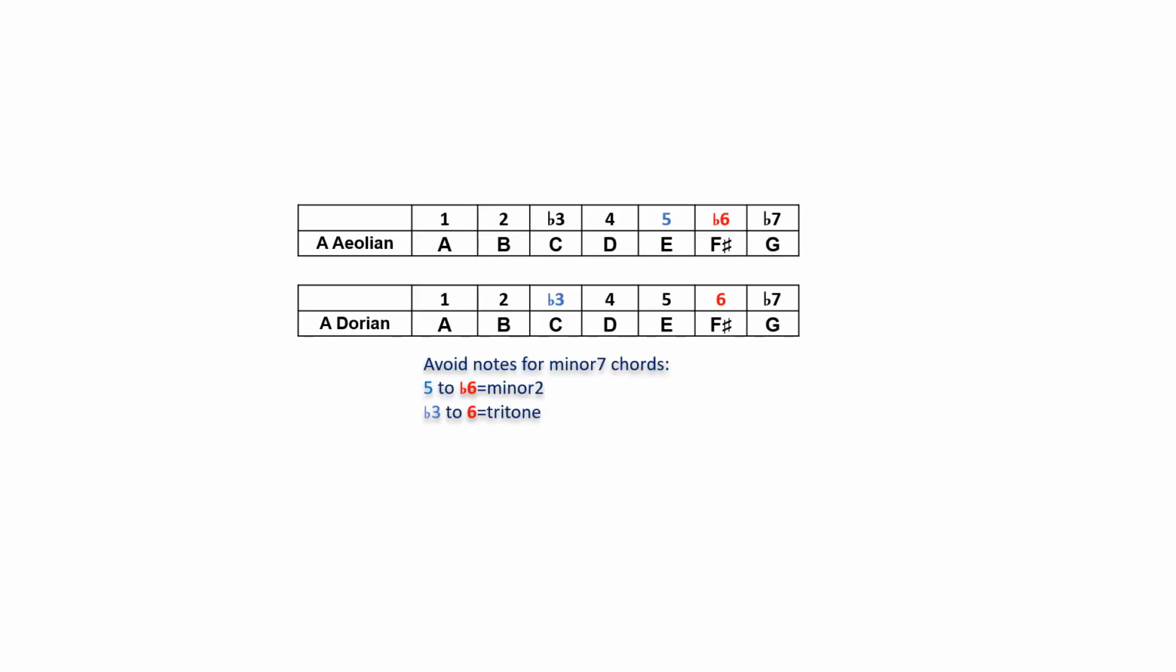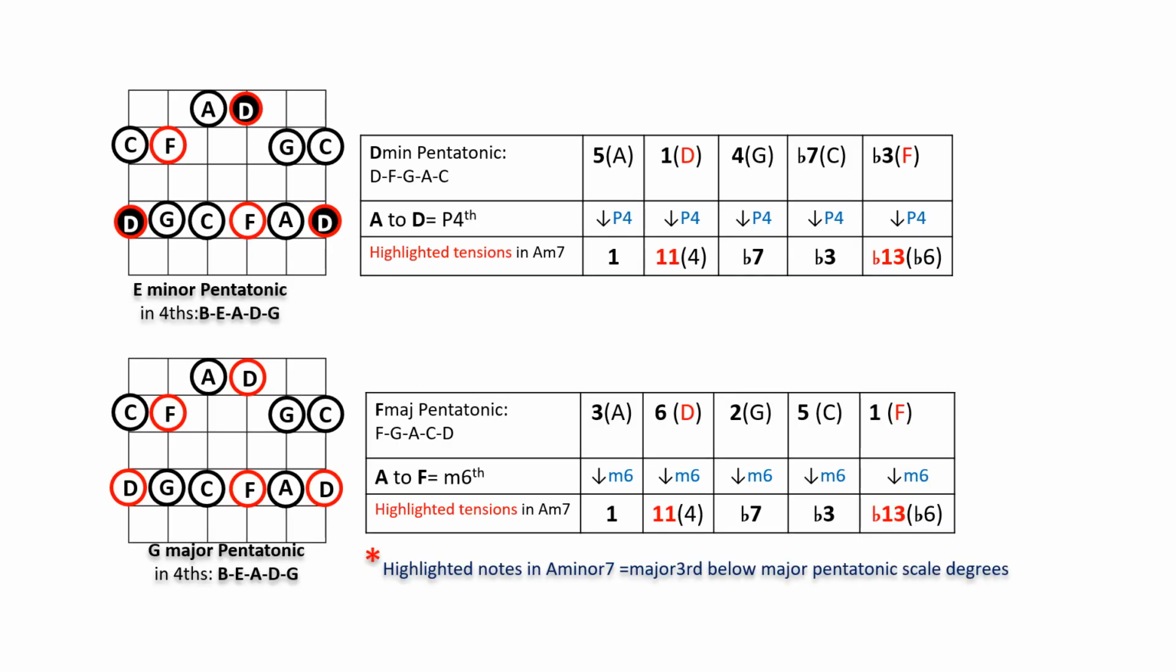Let's find the pentatonic scales using the scale degrees in A Aeolian. The avoid note in Dorian is 6, whereas in Aeolian, it's flat 6, due to the dissonant minor second interval it creates with 5. The D minor pentatonic and the F major pentatonic scales contain the flat 6 and should be avoided.